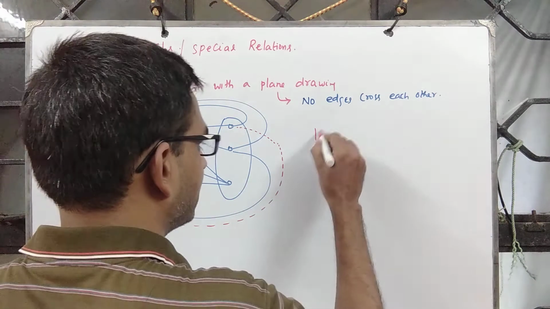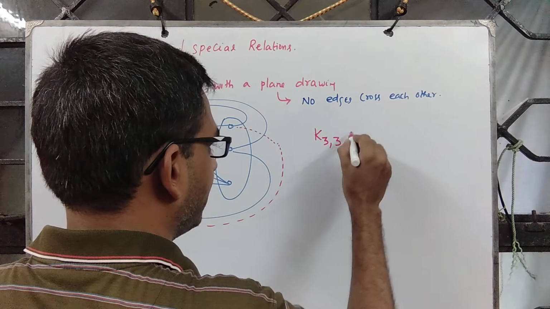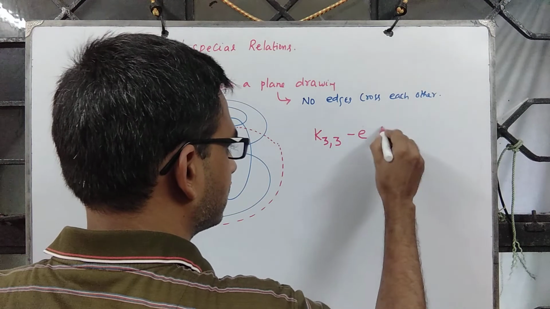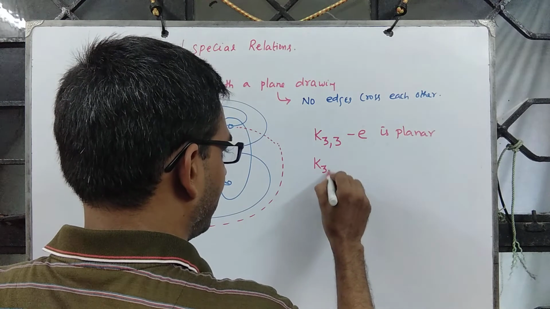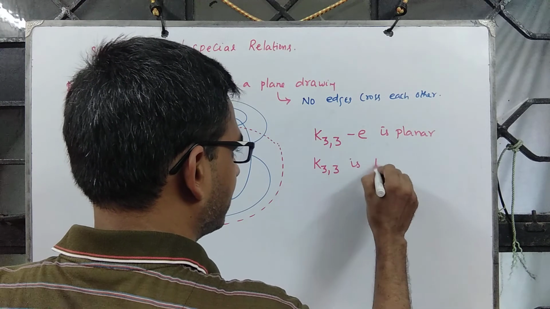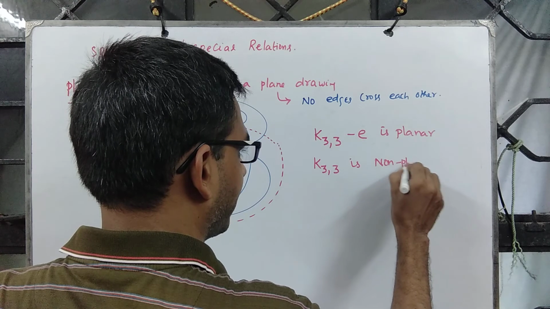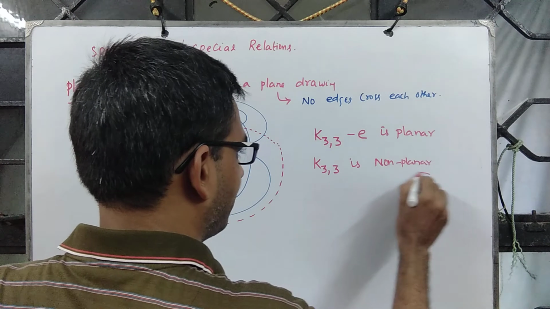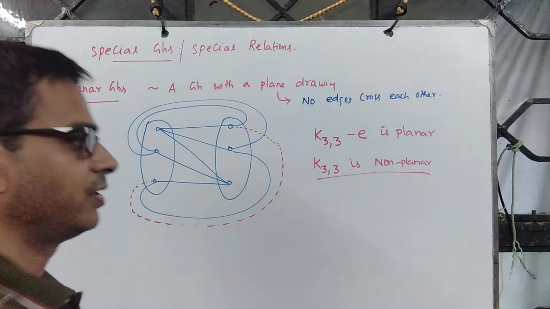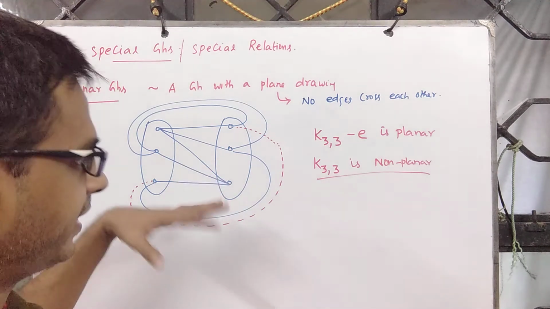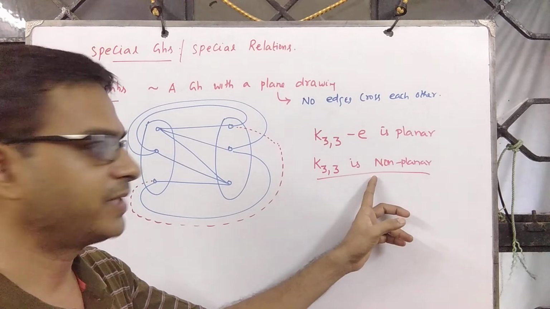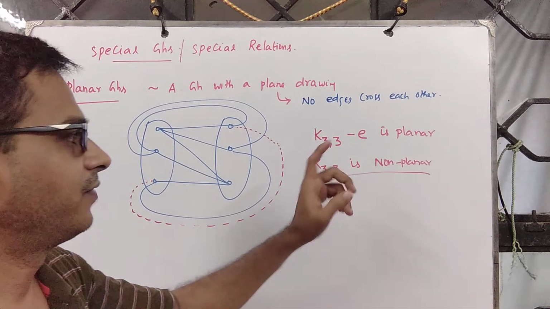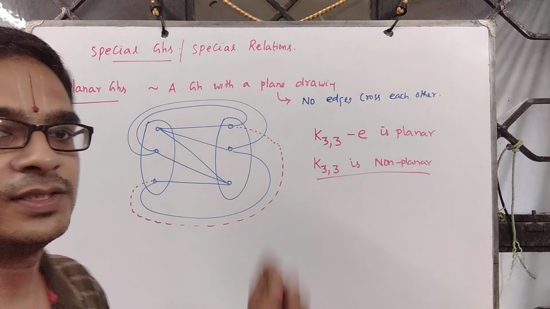Which means K3,3 minus E is planar, while K3,3 is non-planar. I've given one sample drawing. You can always try redrawing it. However way you do it, you see that K3,3 is non-planar, whereas K3,3 minus E is planar.